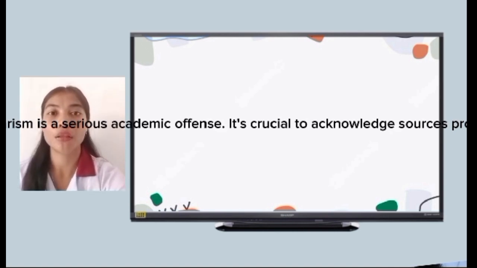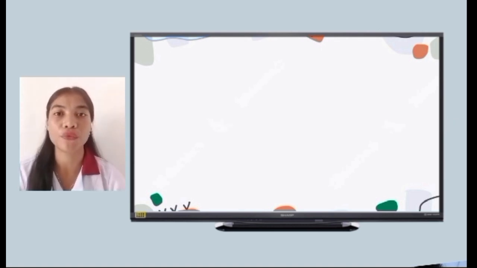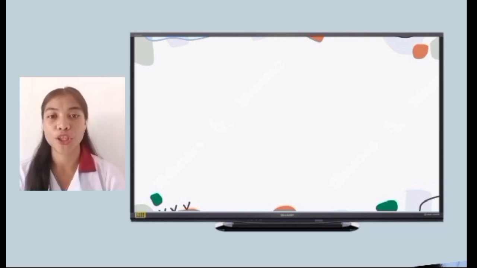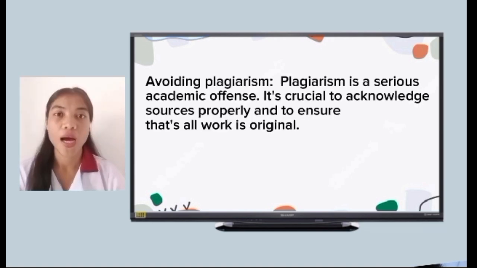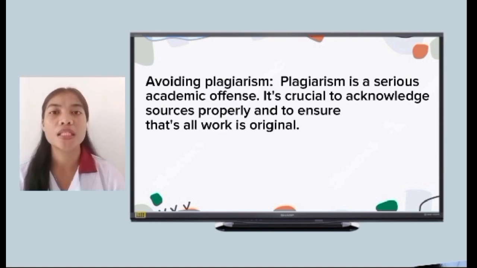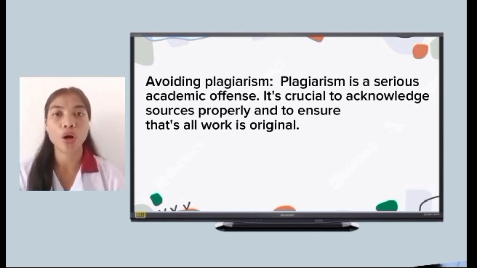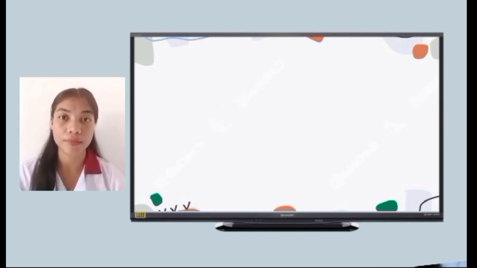Respecting copyright laws and intellectual property rights is essential for maintaining a fair and balanced learning environment. Avoiding plagiarism. Plagiarism is a serious academic offense. It's crucial to acknowledge sources and to ensure that all work is original.